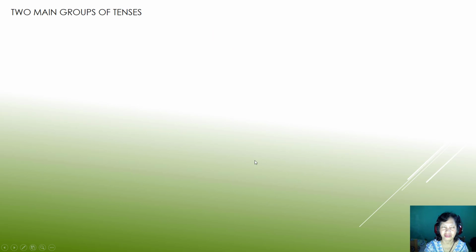We will deal with those time divisions. Two main groups of tenses. Actually, we have 16 tenses, but we can group them into only two main groups: simple tenses and continuous tenses. That's why in simple tenses we will have 8 tenses, and in continuous tenses we will have 8 tenses. Okay, we talk about simple tenses first.